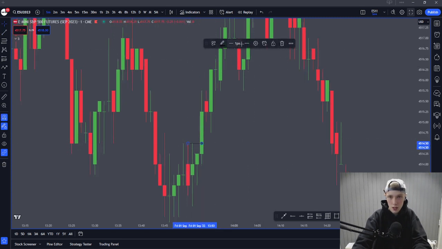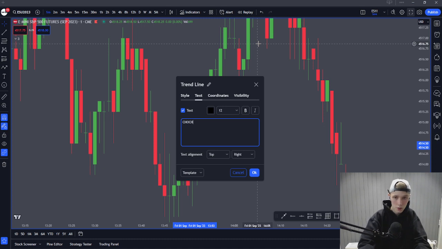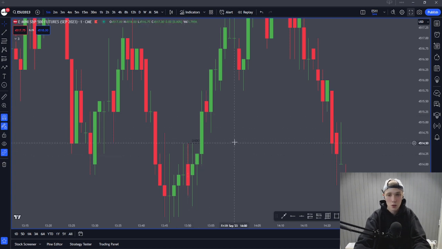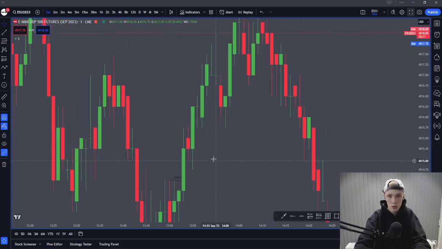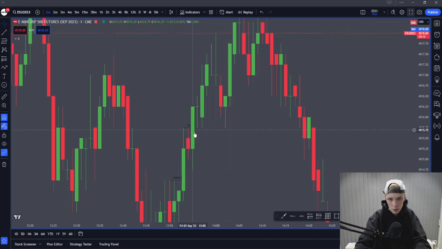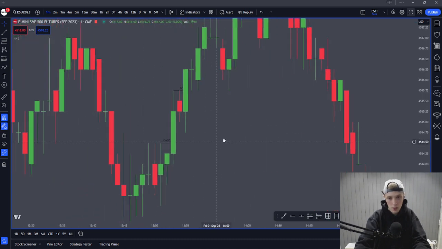But let's say this is a change of character. That's when the market breaks over this swing point, like the body closes above it. It displaces above that swing point, right? We would have a change of character. It does it once again over here. That would be what we call a break of structure. That's a BOS, break of structure. This would be a change of character.